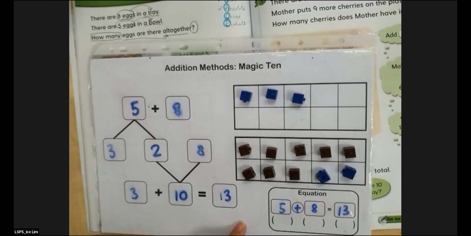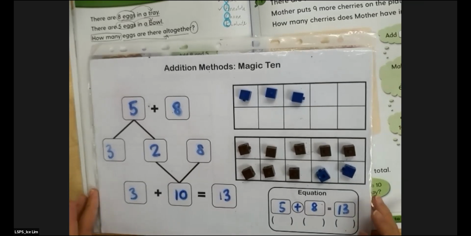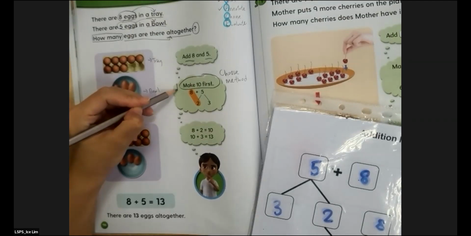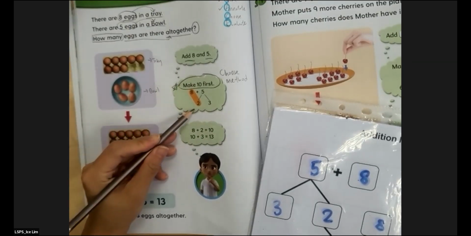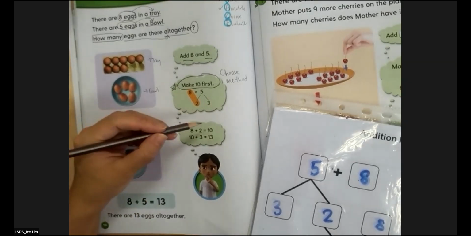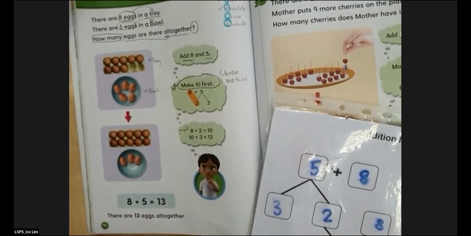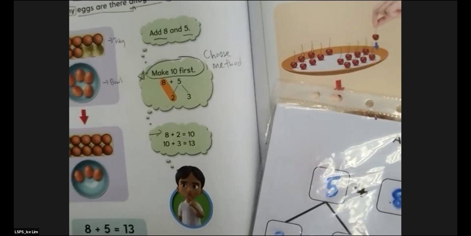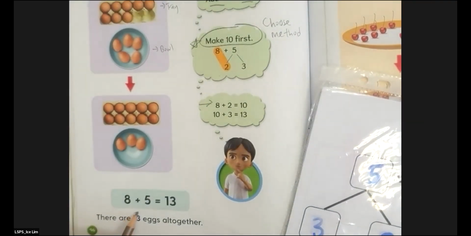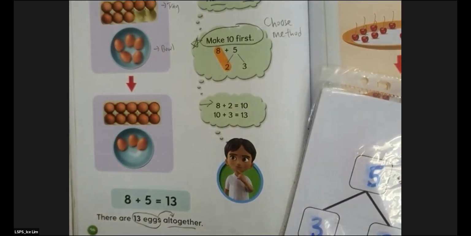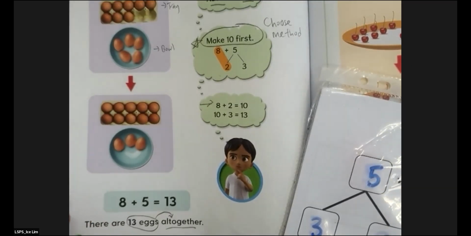Is this okay? Can you understand how this looks in the textbook now? So the first step makes 10 first. It's very important. And we get to 10 first, the magic 10. So we get 8 plus 5 equals 13 here. 13 eggs altogether. Okay, is this okay? If that's okay, let's move on to the next question. Now you try.